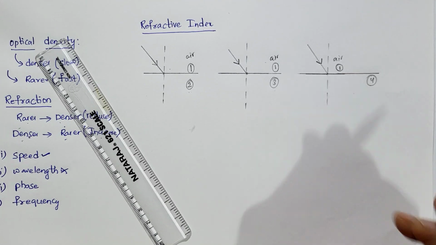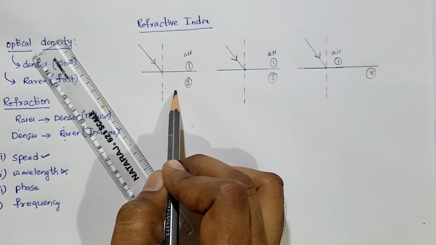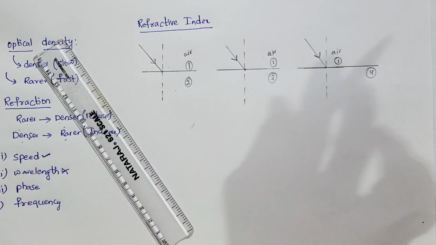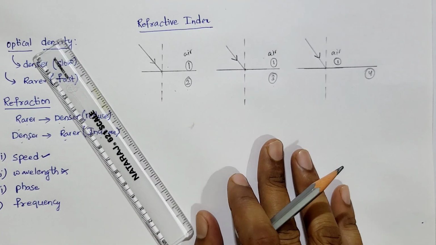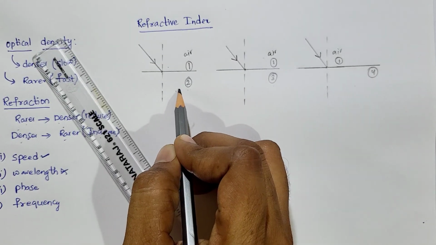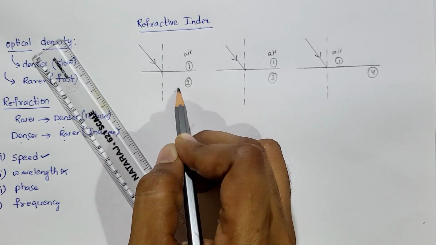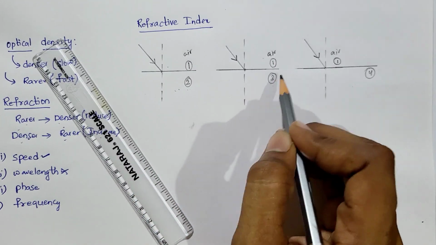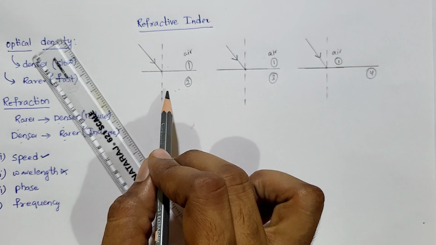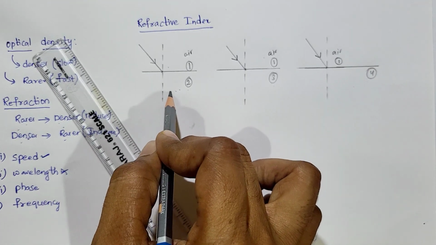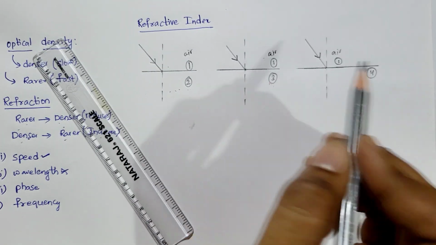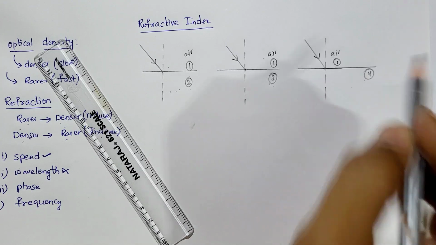What am I trying to say now here? Concentrate neatly and listen, because it is very interesting. This medium is the second medium for this refraction, this is the second medium for this refraction, and this is the second medium for this refraction. This medium will have its own optical density. This medium also will have its own optical density. This medium also has its own optical density.